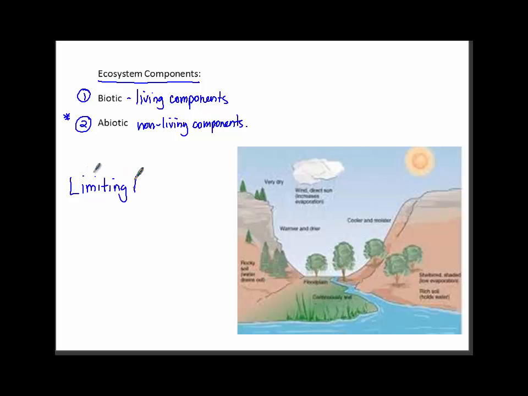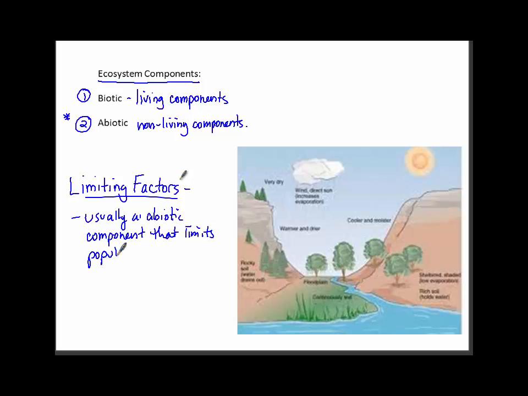And limiting factors, I can define it here for those of you who like definitions. So a limiting factor is usually an abiotic component of an ecosystem that limits population growth. So what are the non-living components in the bottom right picture? Just take a moment to think about that. You could pause the video if you like. But we're going to move on here and talk about the sun and the sunlight itself.